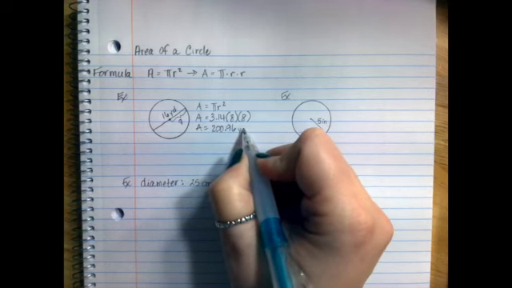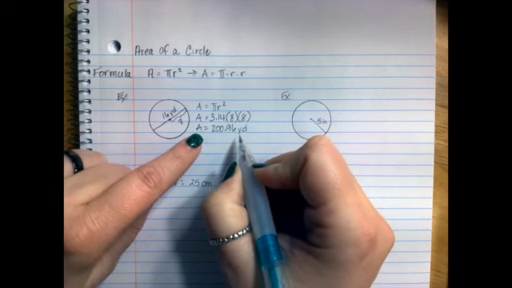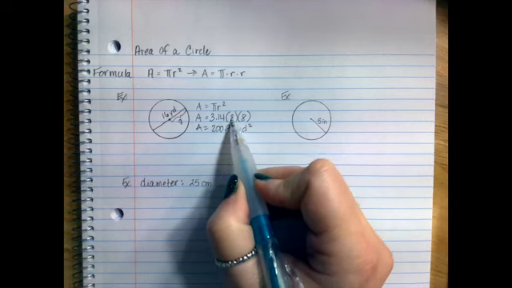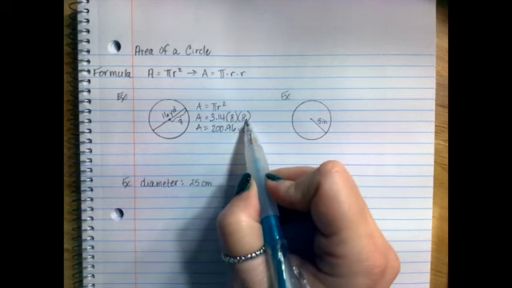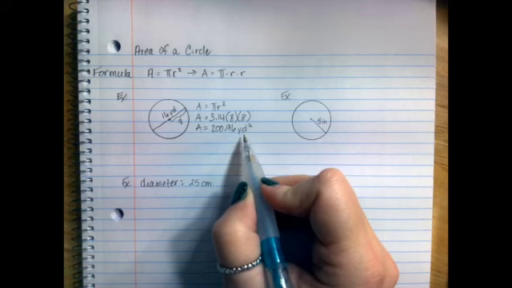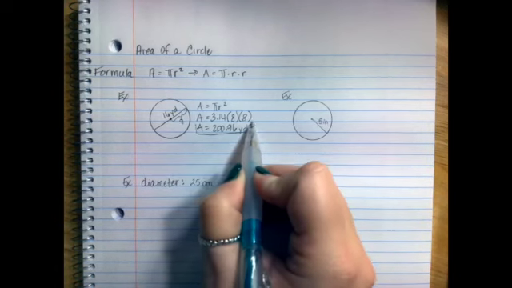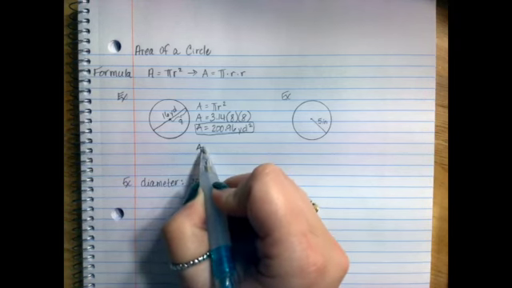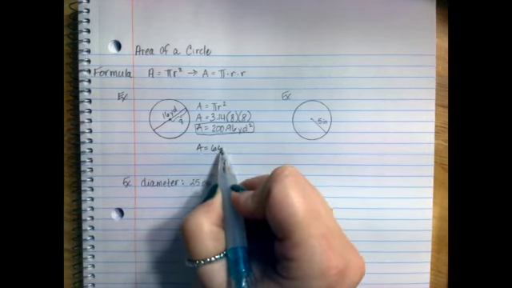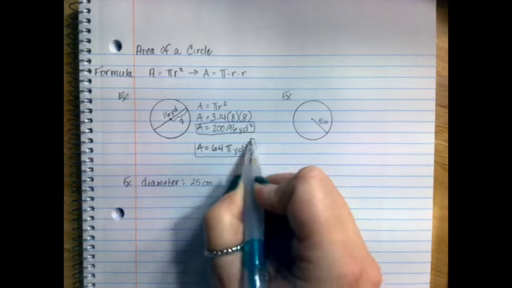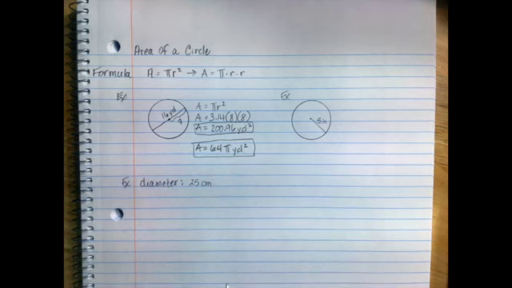200.96. I have to label it, so I'm going to say yards. And because it's area, it will be squared. Because I took 3.14 times 8 yards times 8 yards. And the only way to show that you multiplied yards times yards is to say it's yards squared, because that means yards times yards. All right. If they ask you to leave it in terms of pi, then you simply say that it's 64 pi yards squared. 64 came from 8 times 8.